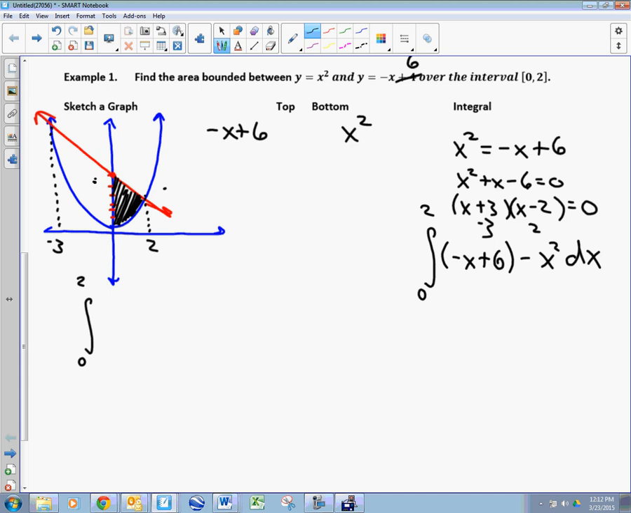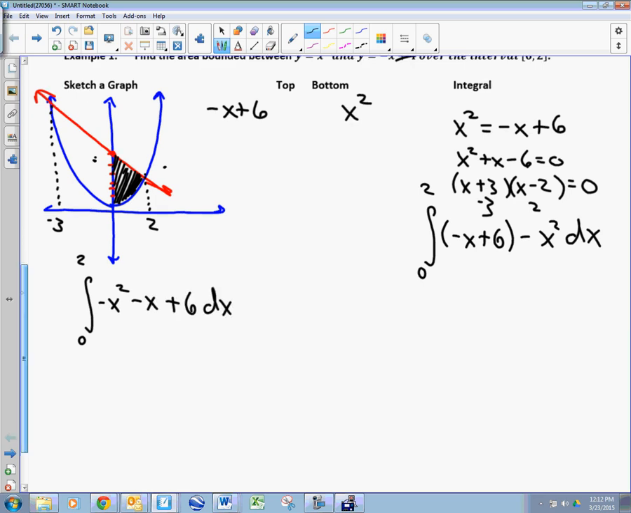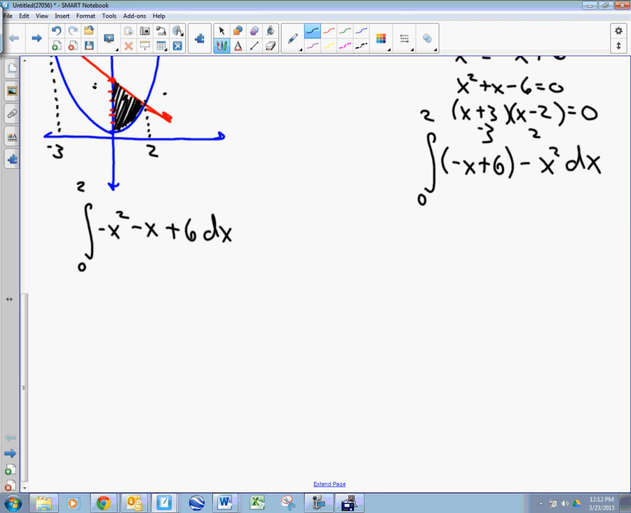From 0 to 2, I have a negative x squared minus x plus 6. Let's take the antiderivative.